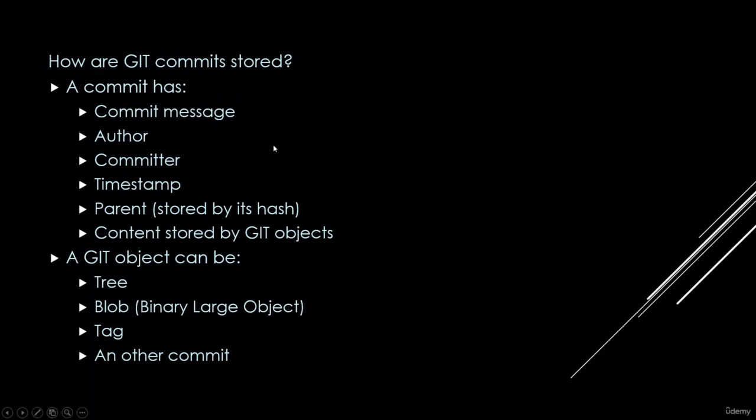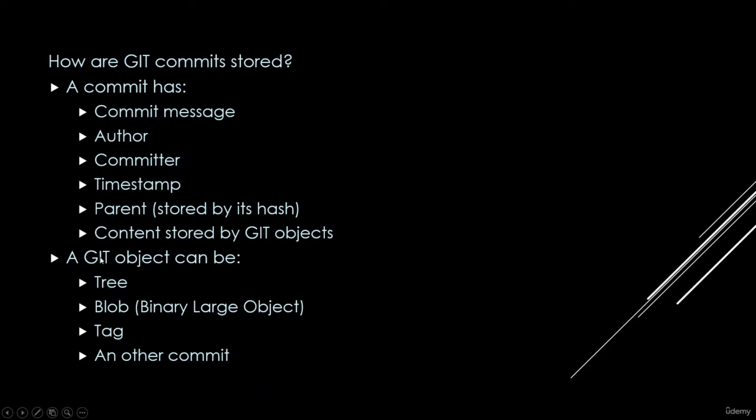So practically, as we already discussed, a commit has a commit message, an author, a committer, a timestamp, a parent which is stored by its hash, and a content stored by Git objects. So this first part is, I would say, pretty trivial. They are just simply strings or a timestamp. The parent is stored by its hash. It's also not that difficult, but then the content stored by Git objects. This is the tricky part. So how is the content stored?